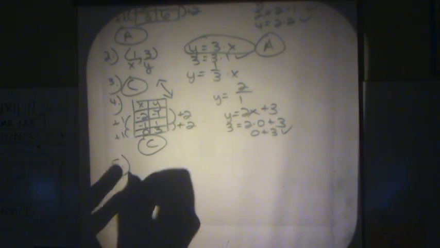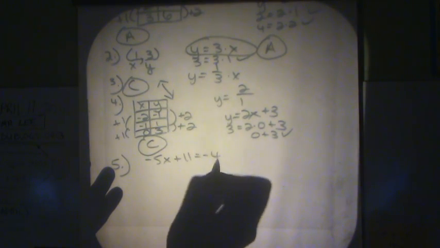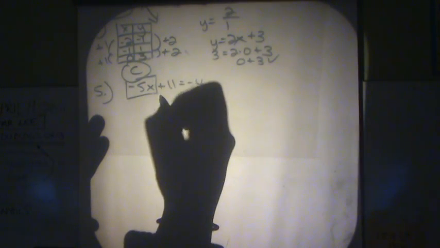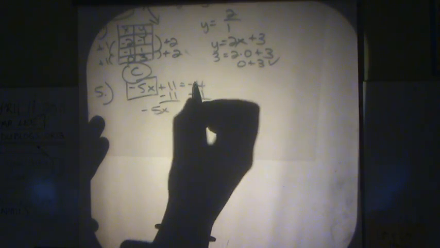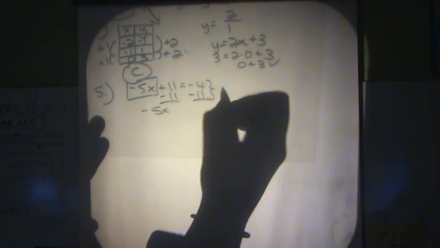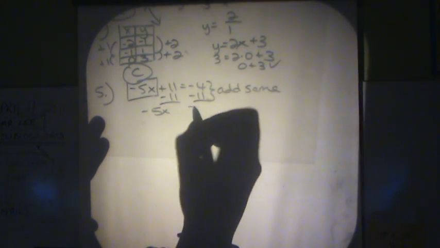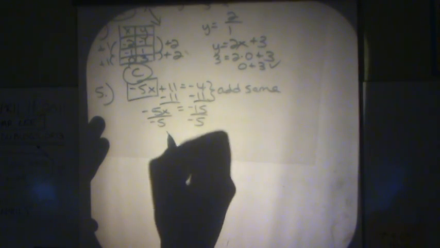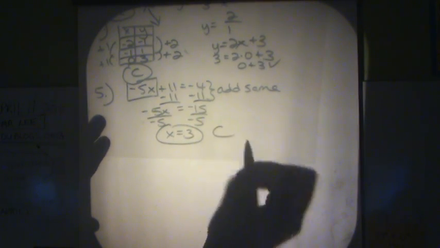Number 5. These go a lot quicker. Negative 5x plus 11 equals negative 4. This is where hopefully you box the variable, and that means you're going to deal with it last. So we subtract 11. This is probably the tricky part. These are the same, so you're going to have to add because they're the same. So we get negative 15. Divide by negative 5. Think about what a negative divided by a negative is. It's a positive. So that gives me C.